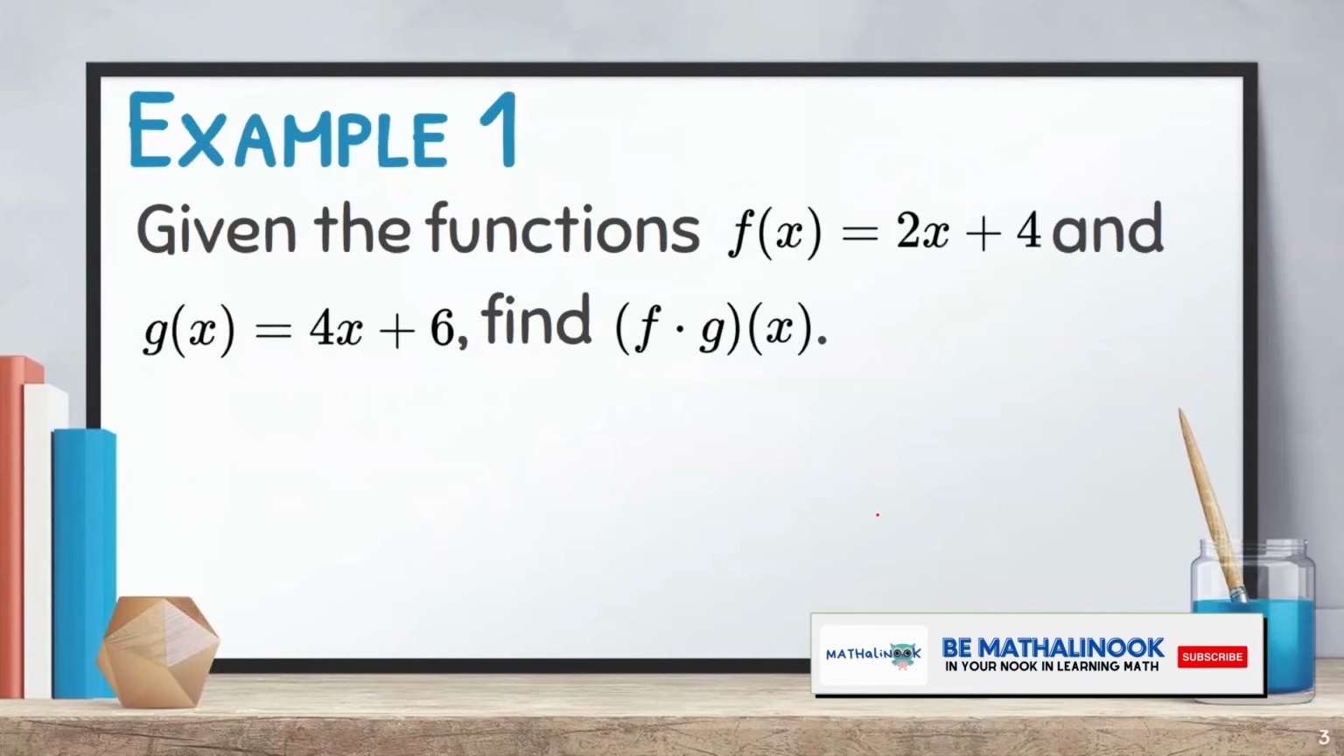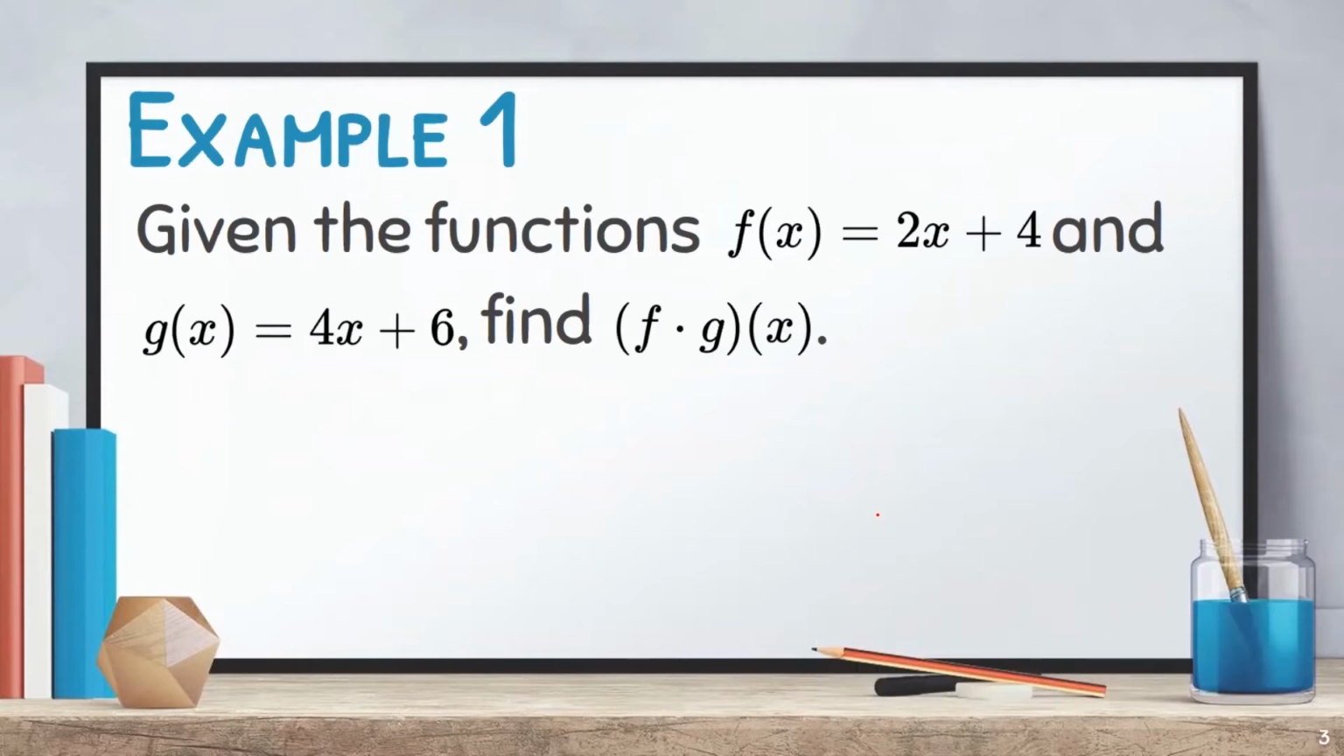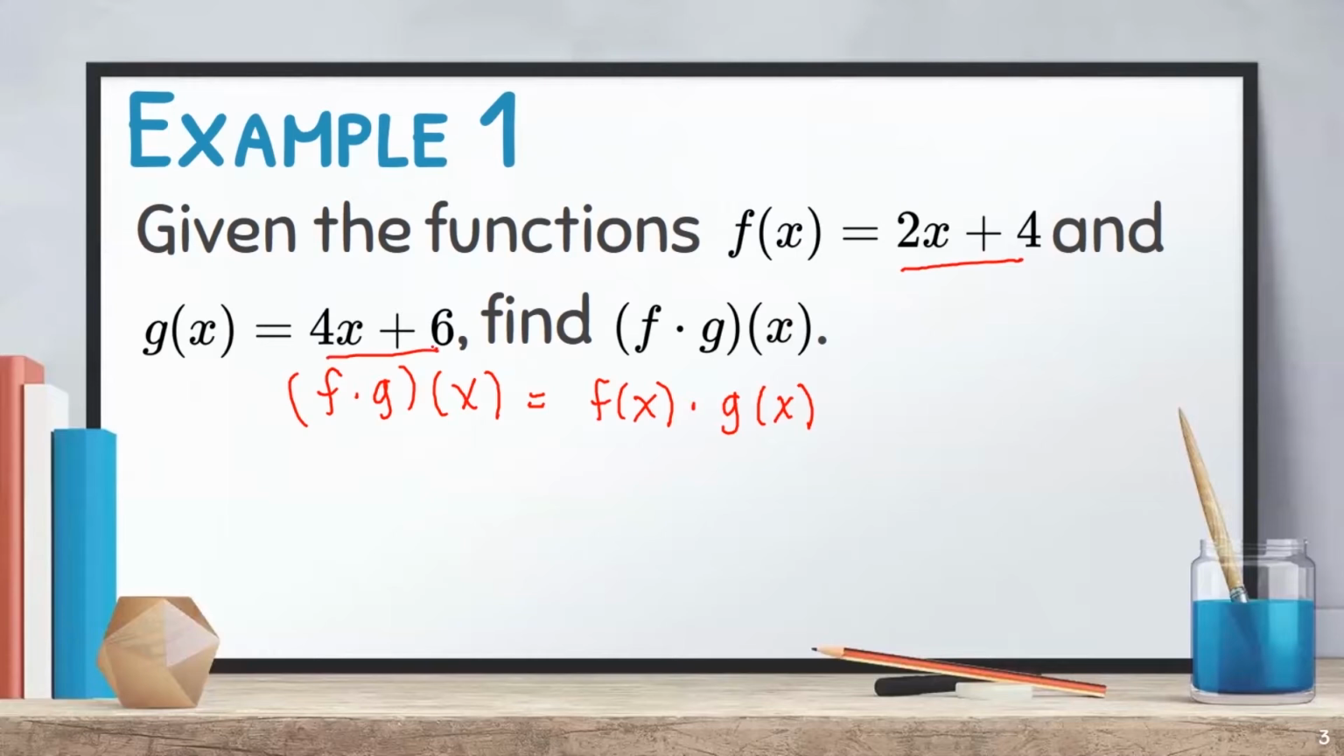Let us have an example. Given the functions f of x equals 2x plus 4 and g of x equals 4x plus 6, find f times g of x. To solve for f times g of x, we have to multiply the two given functions, f of x times g of x. What we need to do first is to substitute the given f of x and g of x to our formula.